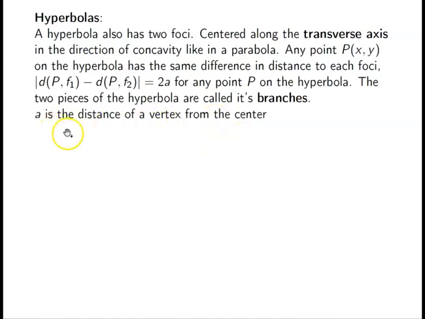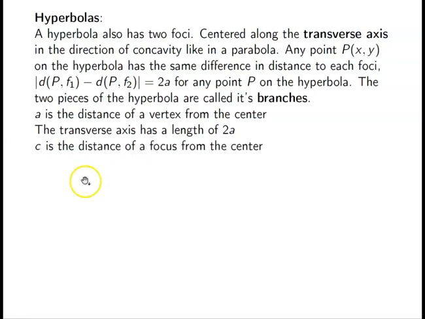So a is the distance of a vertex from the center. The transverse axis has a length of 2a. So from the center of the hyperbola to one vertex is the distance of a. That means the two hyperbola branches have a distance of 2a away from each other.